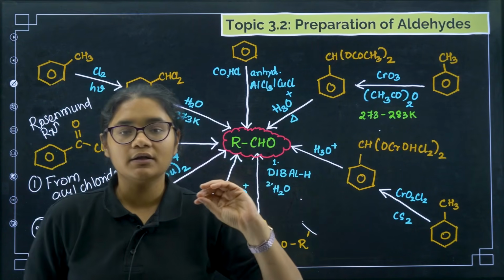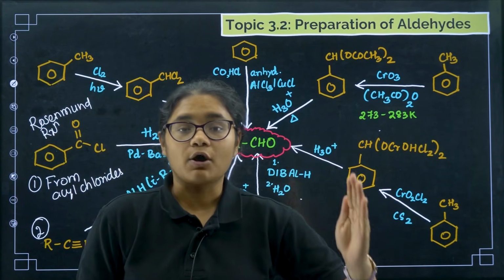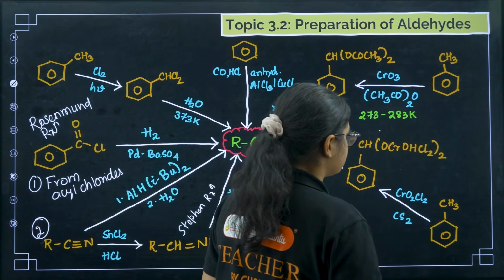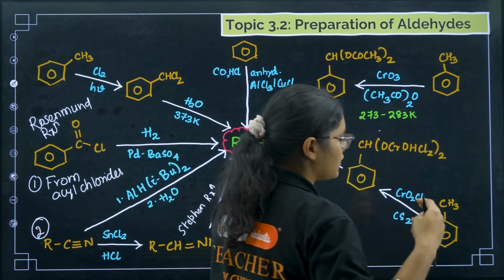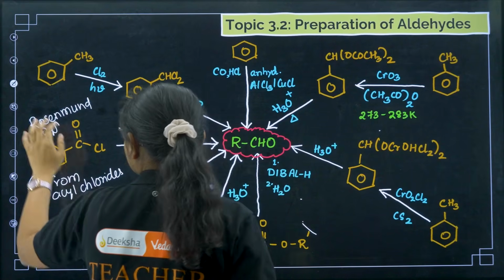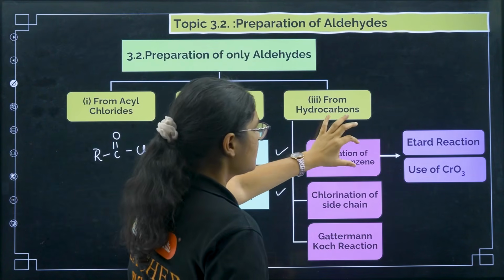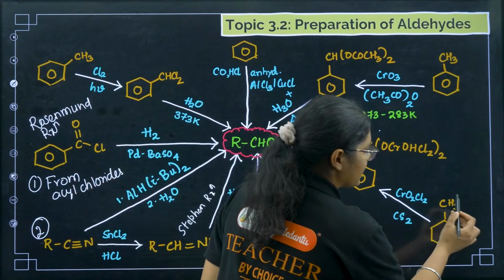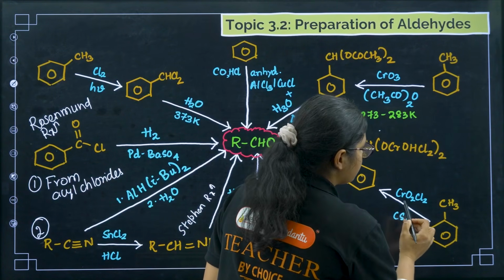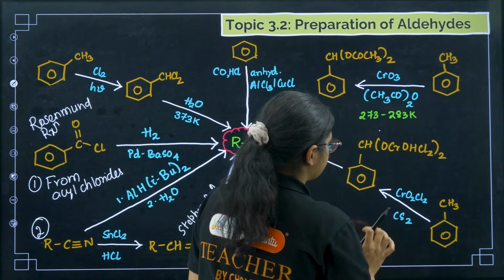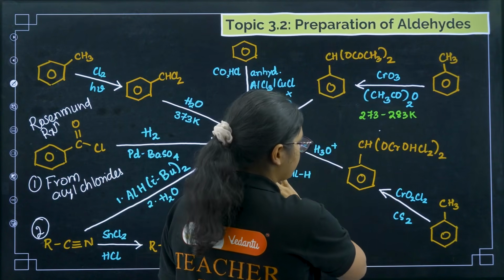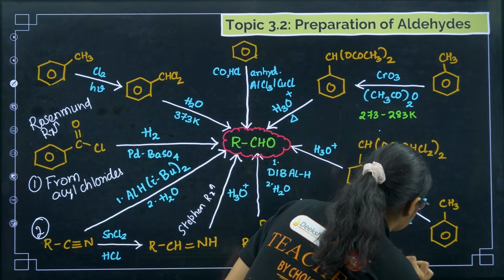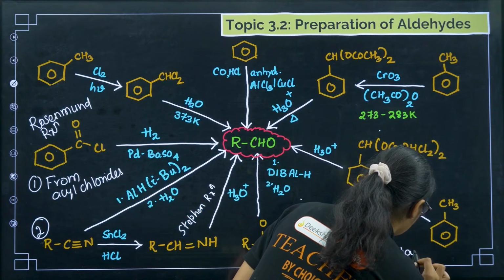Now the third one is what? The third one is from hydrocarbons. Under hydrocarbons, the first one is oxidation of methyl benzene. If you have any methyl benzene, you treat it with CrO2Cl2 and CS2, you get an intermediate and you hydrolyze it. Okay, so this is called the Etard reaction, right?